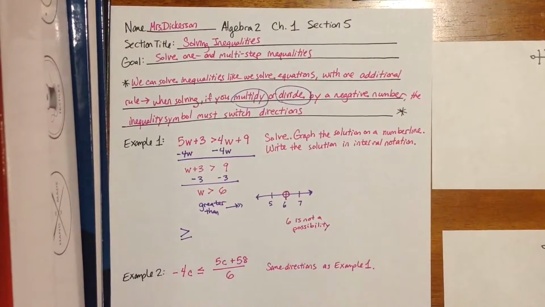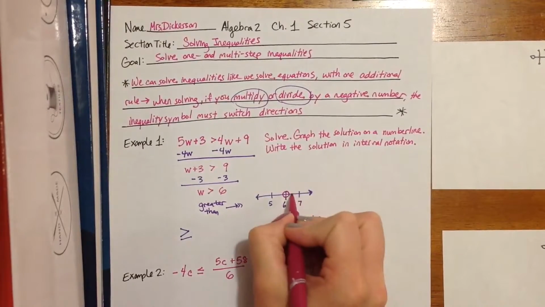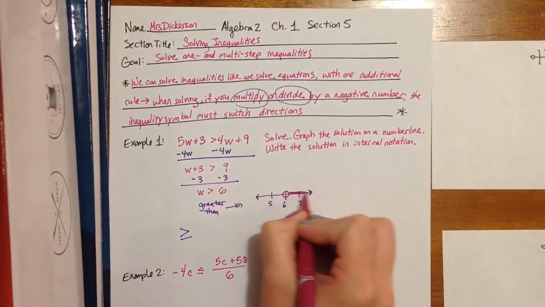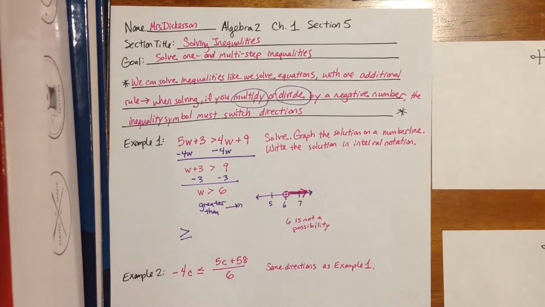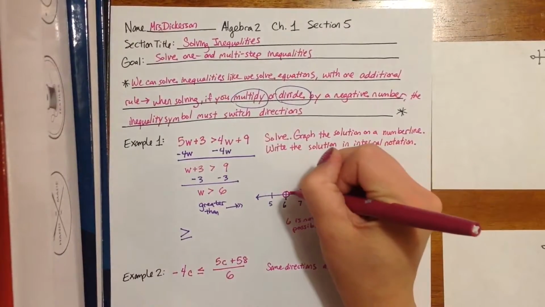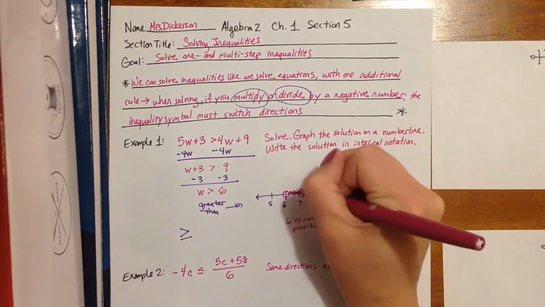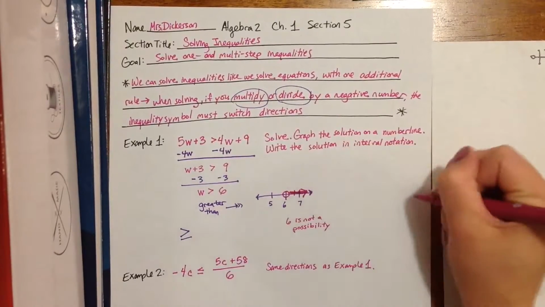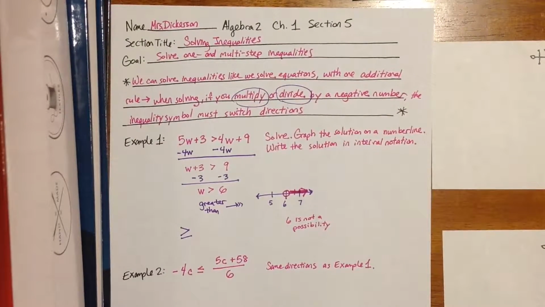But anything that's greater than 6 is. So to show anything greater than 6, I am going to shade to the right of 6, draw myself an arrow. All of those answers, so 6.5 is greater than 6, 7 is greater than 6, 100 is greater than 6, everything on the right-hand side.